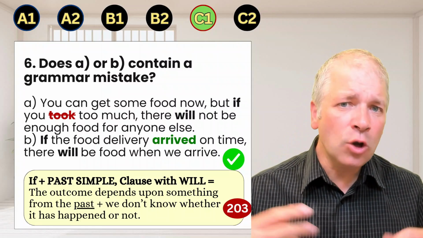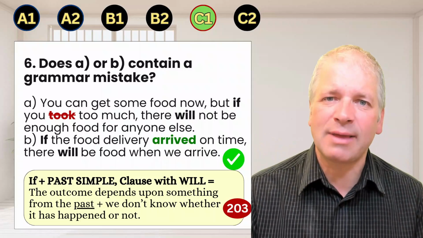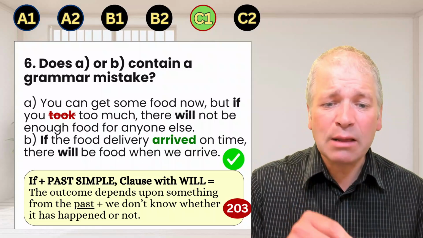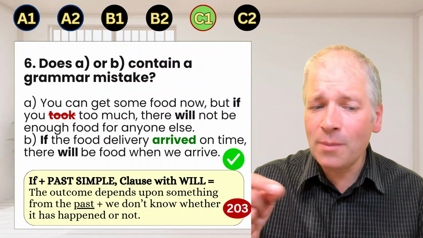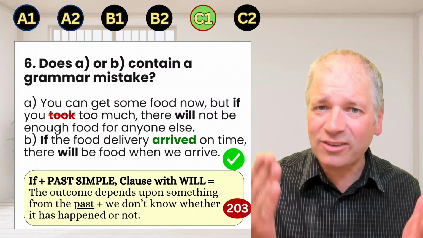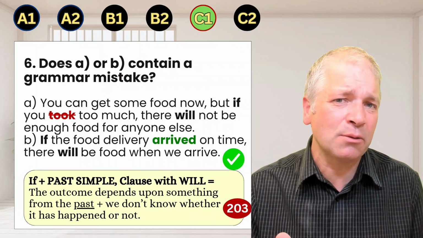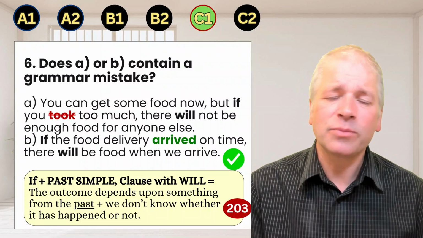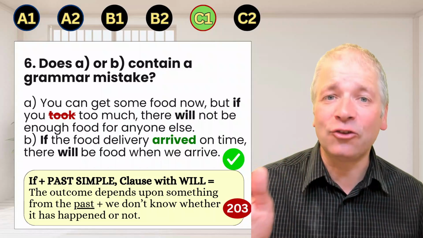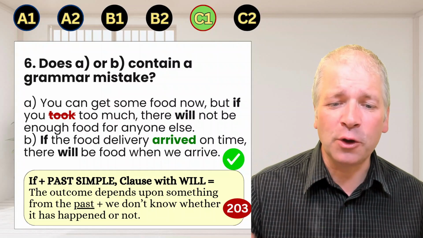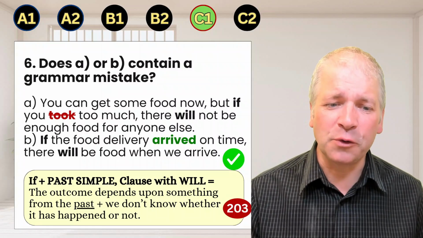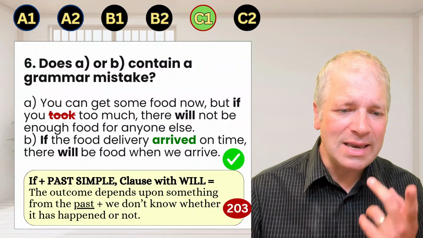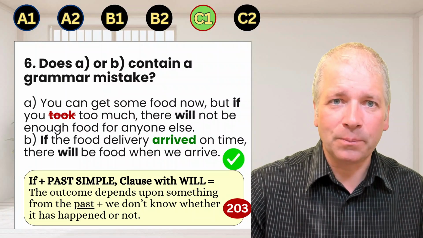In A, we're not talking about an unknown past activity. We're talking about something now or slightly in the future. You can get some food now, but if you took too much, well, that has to be wrong because we know we're taking the food now. It's not based on something in the past that we don't know about. It's something in the present, we do know about it. So it should be, if you take too much, there will not be enough food for anyone else, or there won't be enough food for anyone else. Because we're talking about a present condition, then we need to use if with the present simple.